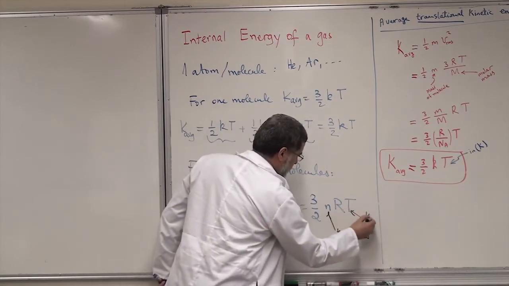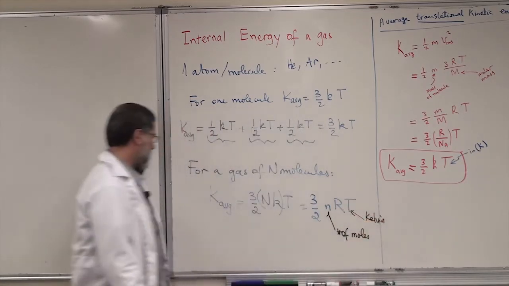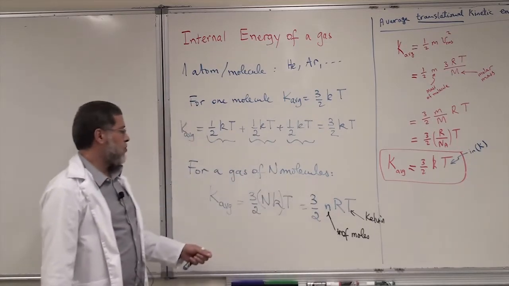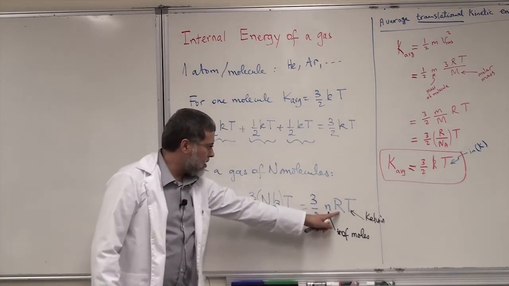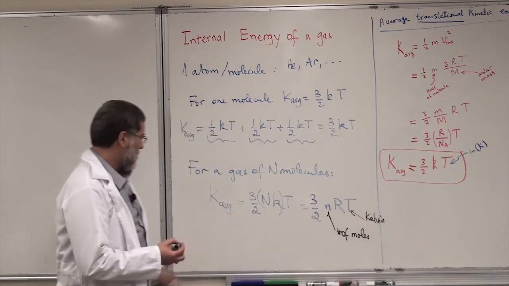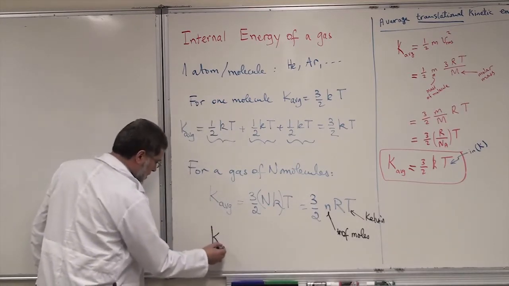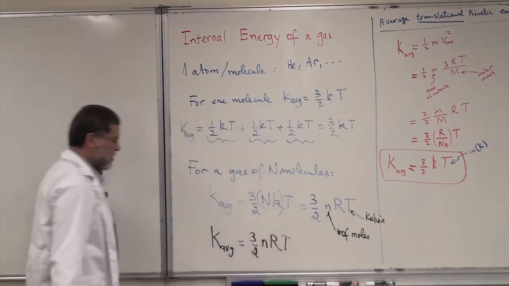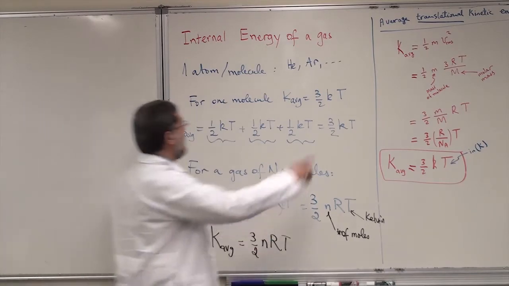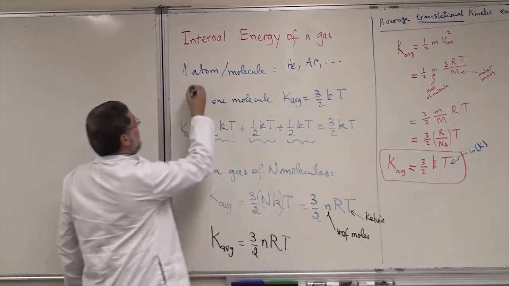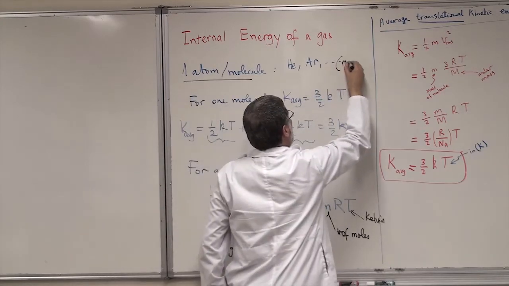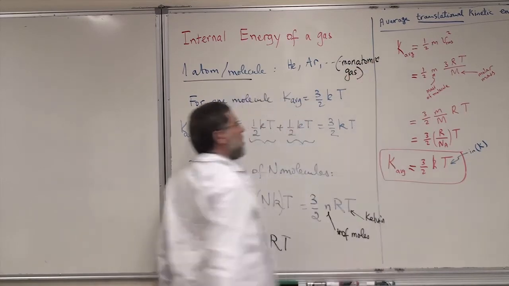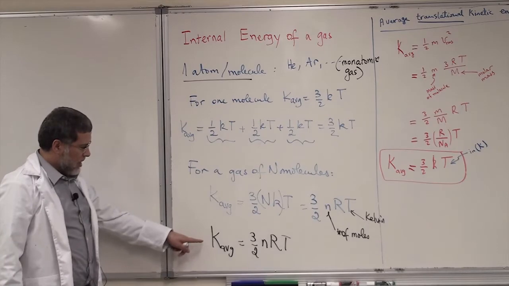T is the temperature in Kelvin, very important, the temperature in Kelvin. And we notice that the average kinetic energy for the gas molecules is 3/2 nRT, n the number of moles, R the ideal gas constant, T the temperature in Kelvin. This is a very important equation. Let's write it again: average kinetic energy 3/2 nRT. We're talking about translation here, for monatomic gases, one atom per molecule. When we see diatomic gases later, things will be different.